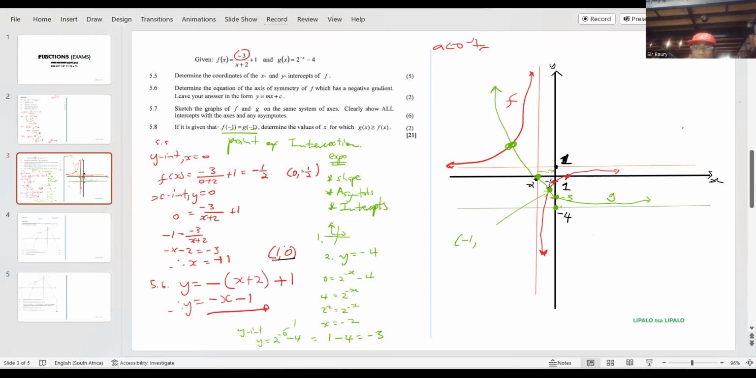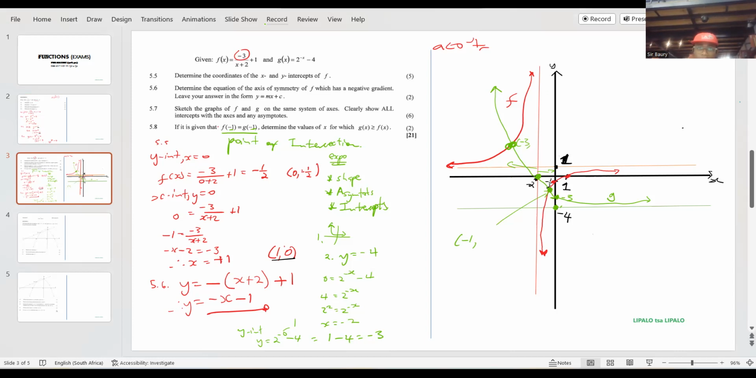So if this is -1 here, it's 1 unit. So it means that also here it's going to be 1 unit. So here I'm going to have what? -3 as an x value. Because this point is from the asymptote, right? It's cutting it equally.